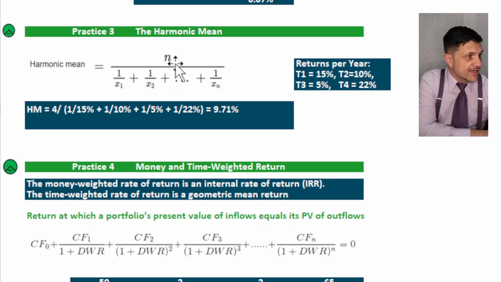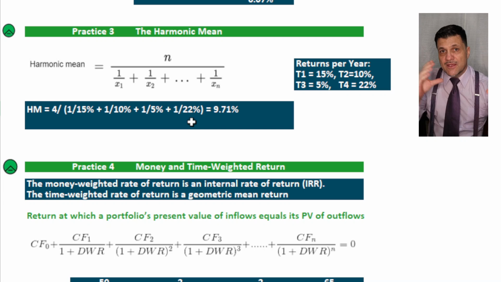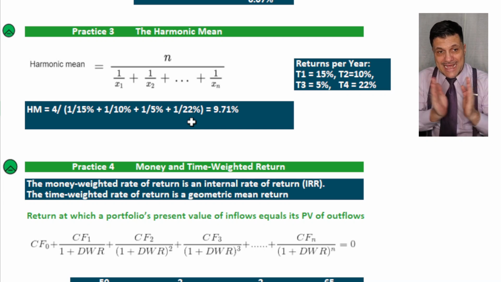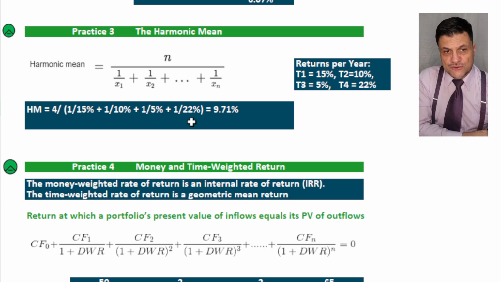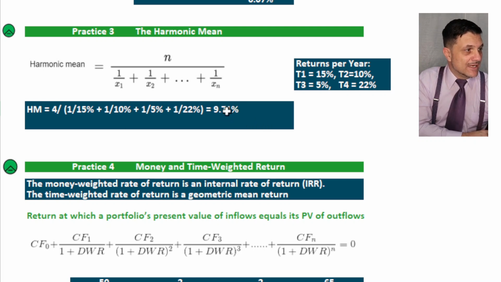Well, I take the n, which is the number of observations, and I divide it by the sum of the inverse of the returns. So I take 1 divided by 15%, 1 divided by 10, 1 divided by 5, 1 divided by 22. Those are the inverses. Then I add those inverses, and then I just do 4 divided by that total. Then you have to use your high school math here. When I have a number divided by a fraction, that number is multiplied by the inverse of that fraction. And then you get a 9.71% return here.